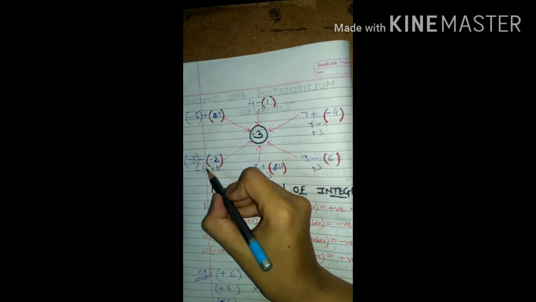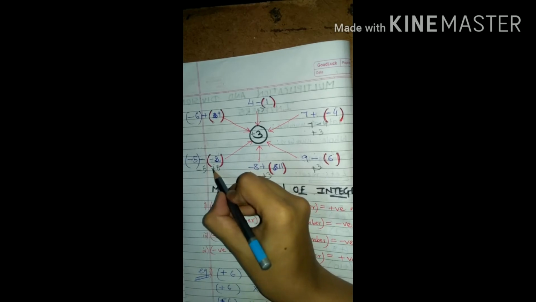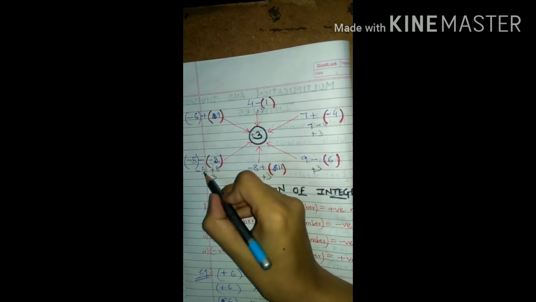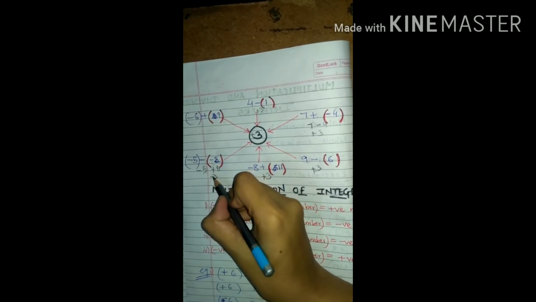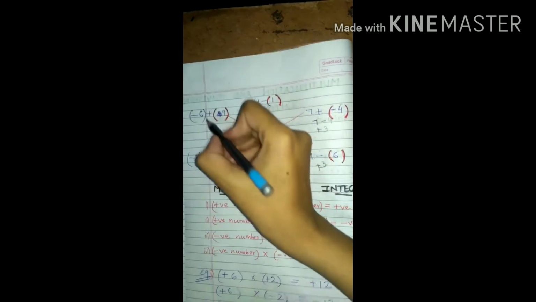Minus plus becomes minus. That table, that note which I have given, you have to remember. Minus plus minus. So 8 minus 5 becomes 3. And bigger number is what? 8. So 8 has which sign? Positive. So 3 we are getting.